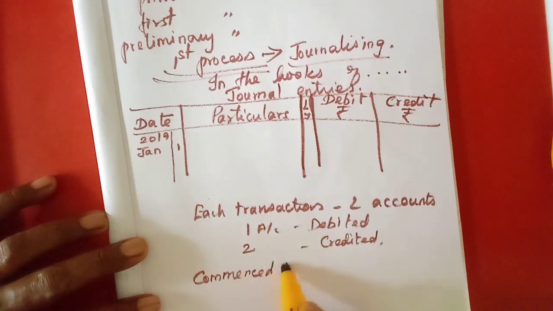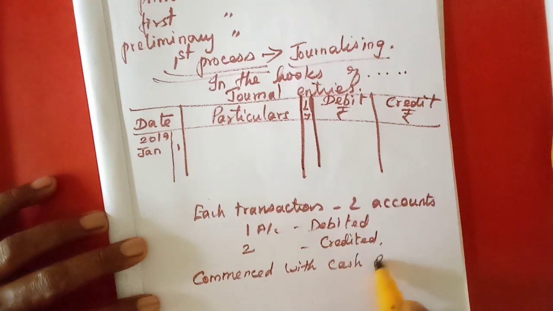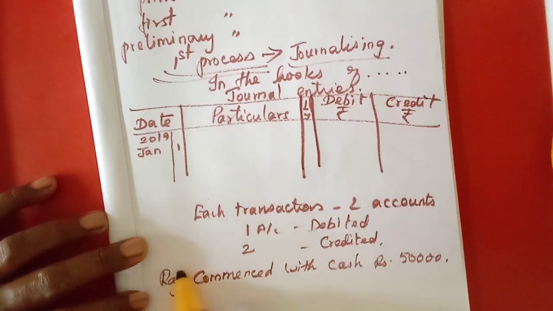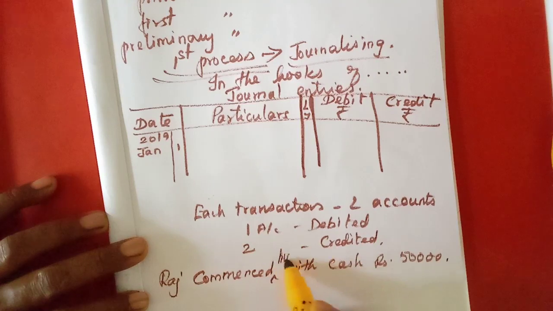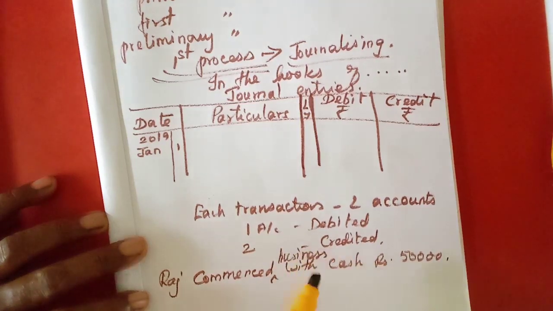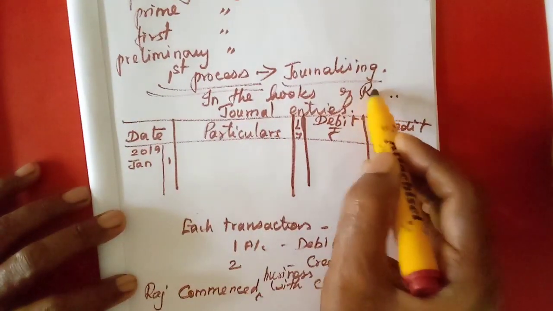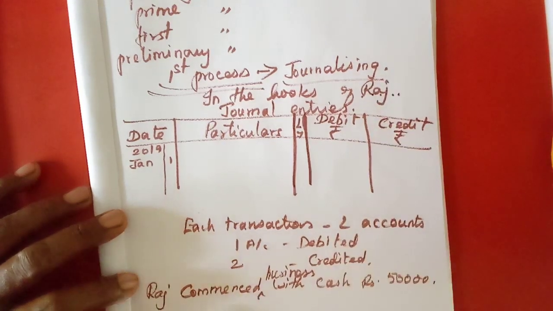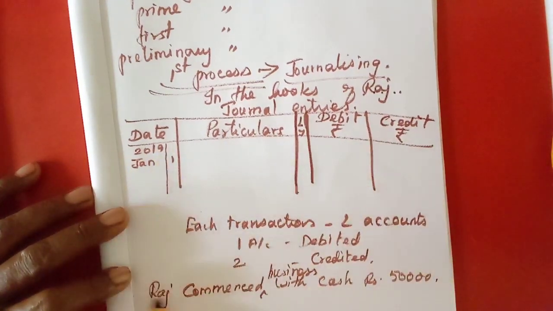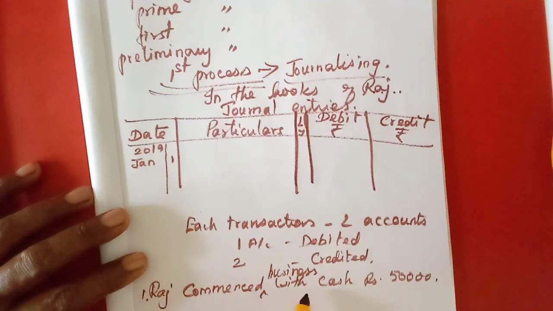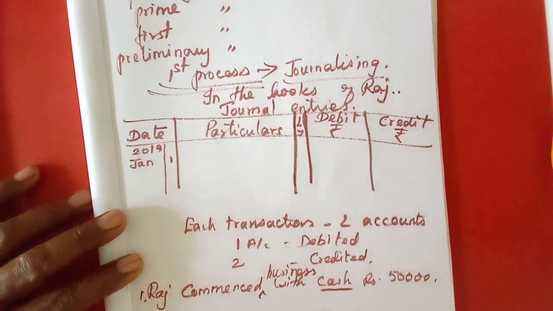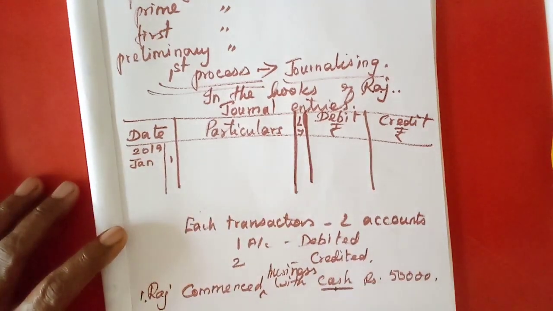For example, commenced business with cash, rupees 50,000, in the books of Raj. If Raj commenced business with cash, here in the books of Raj we will write, the date is 2019 January 1. Raj commenced business with cash. The cash is coming inside, so one account is cash.